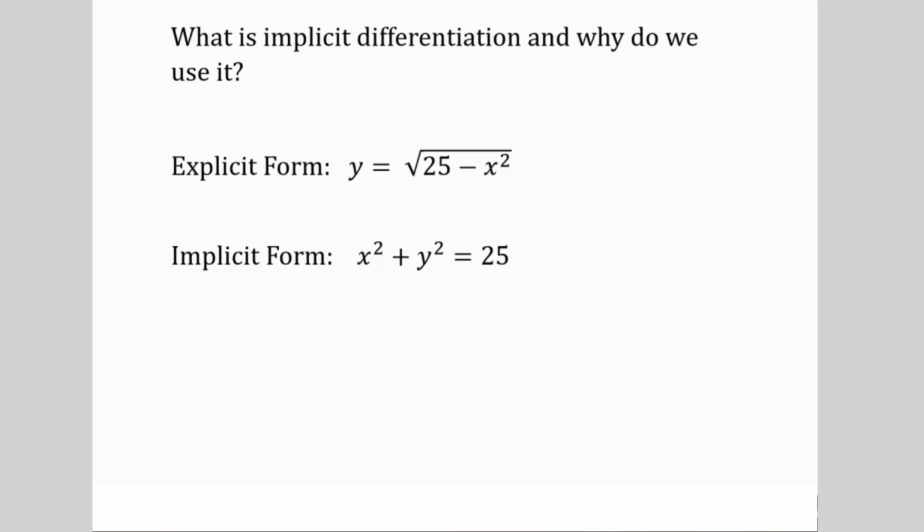So for example, here I have the standard equation of a circle, and I have y equals the square root of 25 minus x squared. So that is explicitly solved for y. Now, it's not bad to do the derivative here. It looks like it would be a chain rule, but sometimes it's easier just to take the derivative in its implicit form.